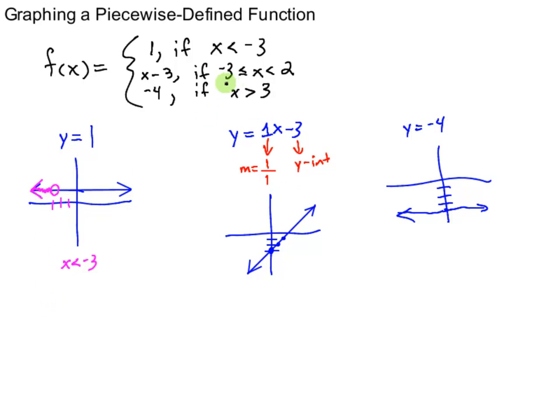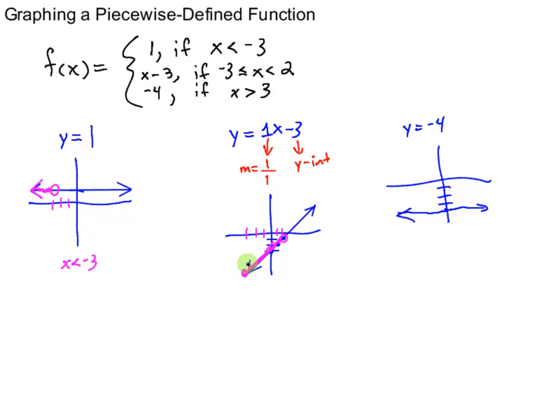The second function takes place when x is between negative 3 and 2. So negative 3 and 2 is right there. Negative 3 is included, so I'll put a closed circle there. 2 is not, so I'll put an open circle there. And we're only interested in this part of the function here.